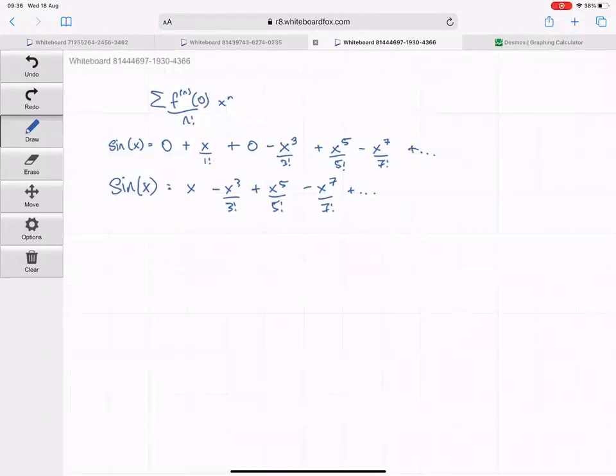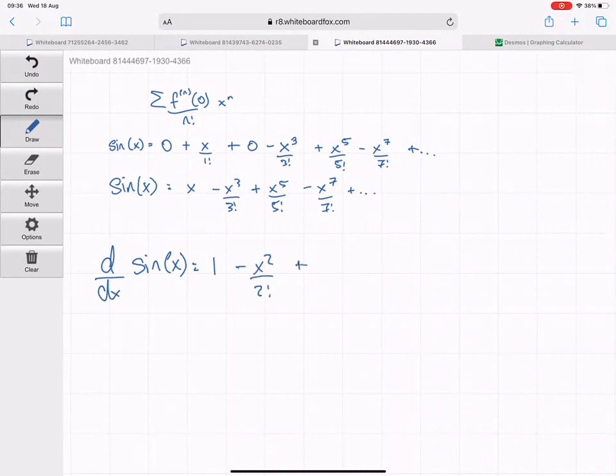So now it's sort of easy to spot what happens if you were to differentiate that polynomial. What happens when you differentiate the first term, x? You just get 1. Minus 3x squared over 3 factorial. The 3s will cancel and you just get minus x squared over 2 factorial.